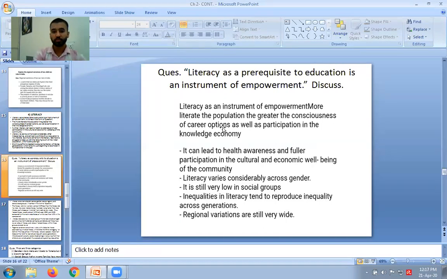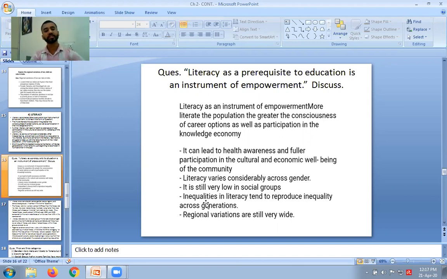And the more literate the population, the greater the consciousness of career options, as well as the participation in the knowledge economy. Okay, so when a particular person is literate and has acquired a certain education, he is always conscious. He is always thinking in his mind about the career options that he has to choose. So he's always ready to bring change in the society. He's always ready to contribute as much as a person can do for his society, for his country, right? It can lead to health awareness and fuller participation in the cultural and economic well-being of the community.